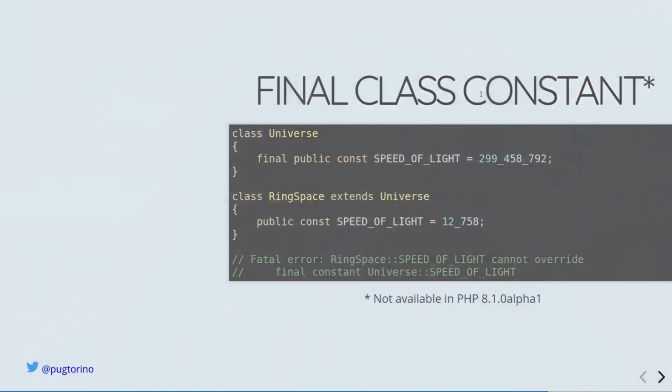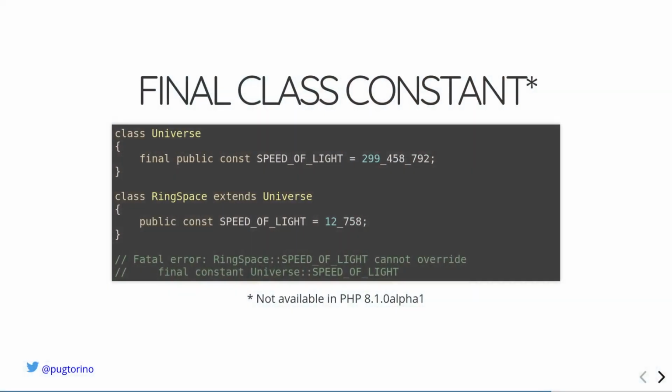Final class constant. As I mentioned, in PHP 8.1 you can define final as a constant of a class. So imagine that you have this class Universe, you have this constant, the speed of light. With this value you can specify final. So basically if you specify final, as you know, also as a class or a function, if you extend the class you can basically not change the value of the property, the function. The same for the constant.